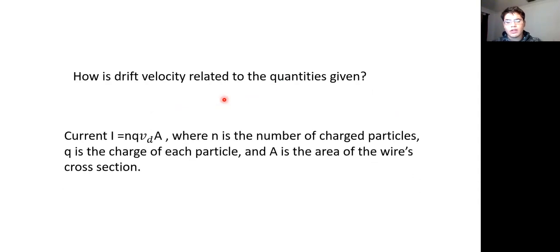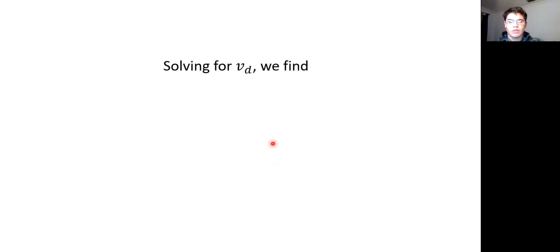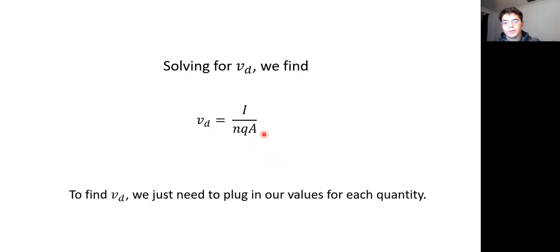So we know that current is equal to N, the number of charged particles, times Q, the charge of each particle, times the drift velocity, and all of that multiplied by A, the area of the wire's cross-section. So solving for the drift velocity, we find that the drift velocity is equal to the current divided by the number of charged particles times the charge of each particle times the area of the cross-section of the wire.